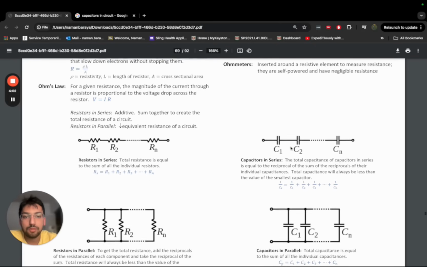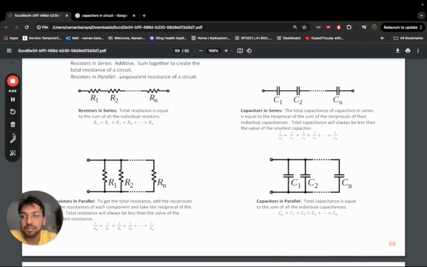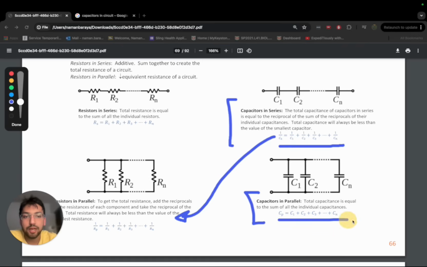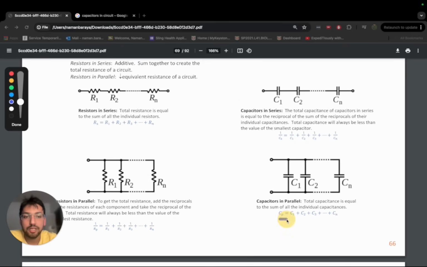Okay, next is capacitors in series and in parallel. So for capacitors in series, remember I told you that it does the opposite of resistance. This is kind of looking like resistors in parallel, where you take the reciprocals, add them, and take the reciprocal of that, and that gives you the total capacitance. And here for parallel it's just the opposite. You add up the capacitances when you're in parallel, and that gives you the total capacitance. So just remember that it's the flip-flop of resistance. If you remember that, you'll be fine.